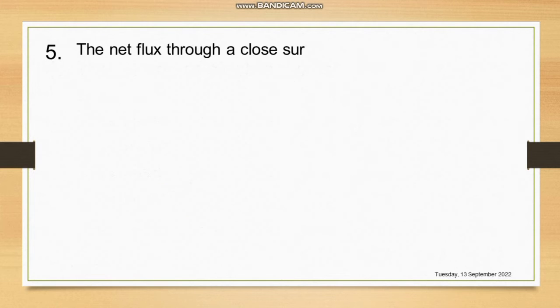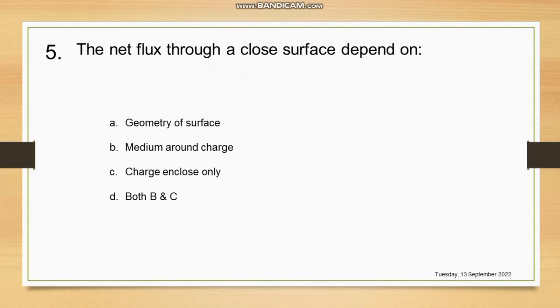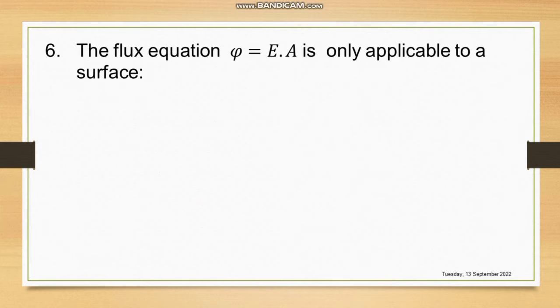The net flux through a closed surface depends on both B and C. The flux equation phi equals E dot A is only applicable to a flat surface.